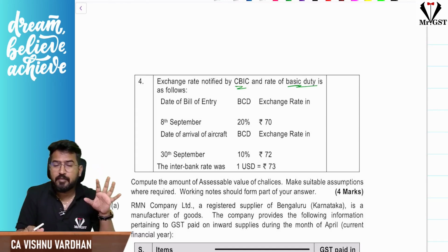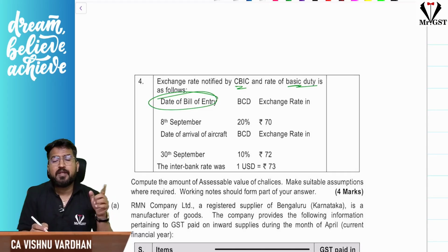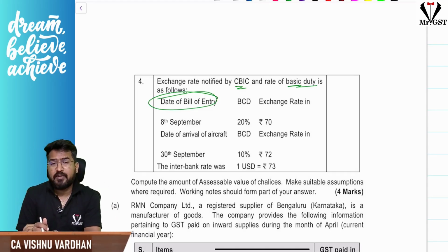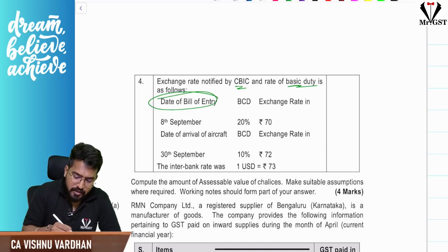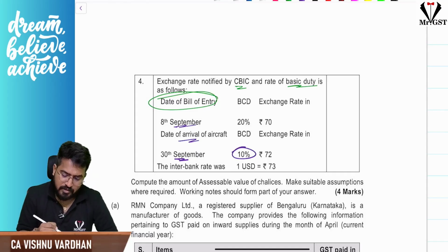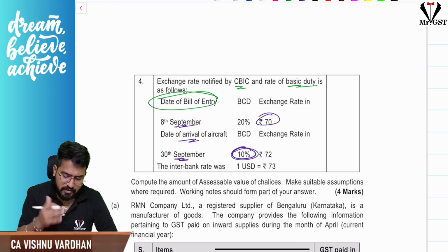Now please understand, coming to exchange rate and basic customs duty rate. Sir, exchange rate when we will take? Exchange rate we will take on the date of filing the bill of entry. But basic customs duty rate we will take on the date of filing of bill of entry or date of arrival, whichever is later. So here date of bill of entry is 8th September and arrival is on 30th September. So at that time, 10% is the basic customs duty rate. So we'll take 70 rupees and 10% as the calculation figures.